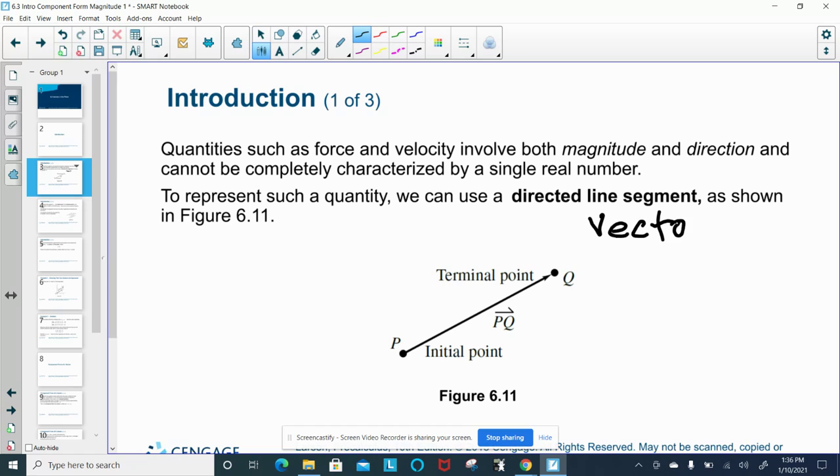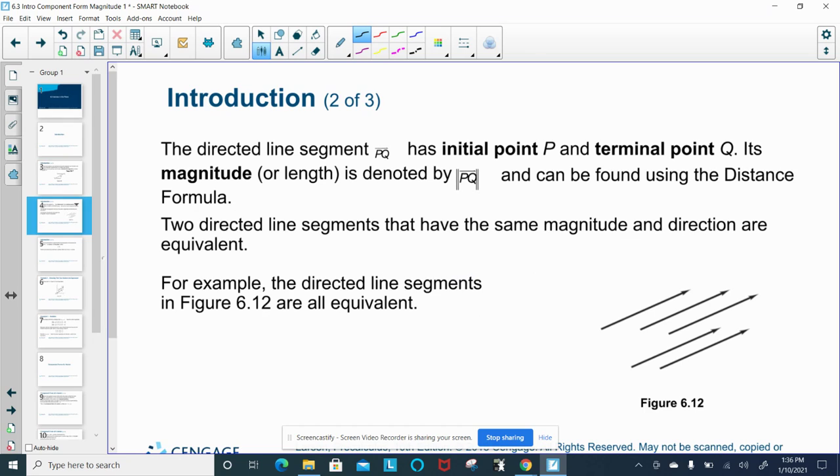And a vector has an initial point where it starts and a terminal point. And I'm hoping you can see this arrow. The arrow is right by the terminal point because that is the direction that the vector's behavior is taking. Every vector has a magnitude or a length. It says here that it can be found using the distance formula. I like to think a little more simplistically that it can be found using the Pythagorean theorem. And I'll show you more about that in class.